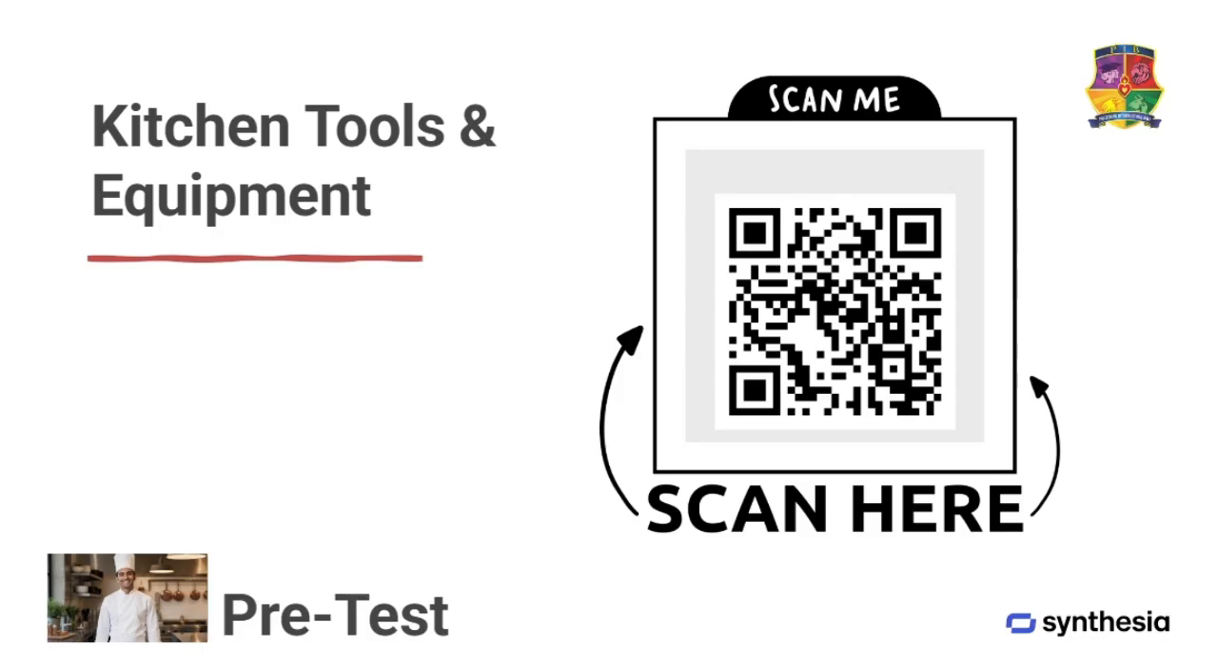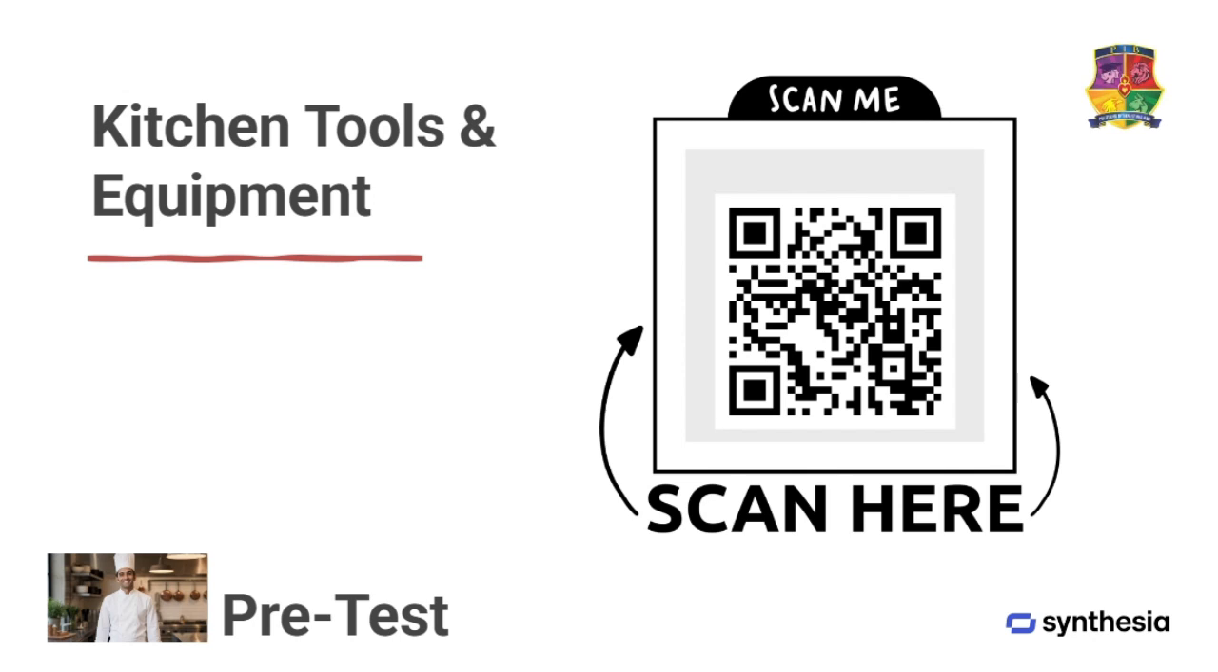Before we start discussing today's material, I would like you to complete a short pretest. Please take out your smartphone and scan the QR code on the screen. The pretest is designed to check your existing knowledge about kitchen tools and equipment before we begin the lesson. Don't worry about getting everything correct. This is not your final assessment.